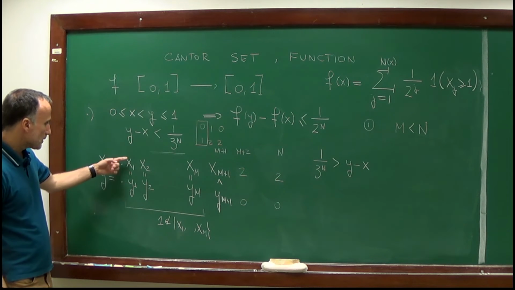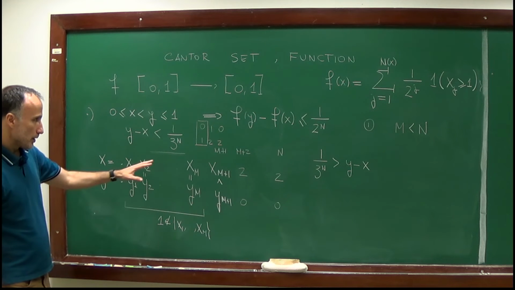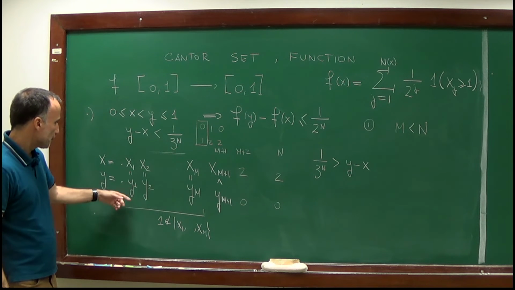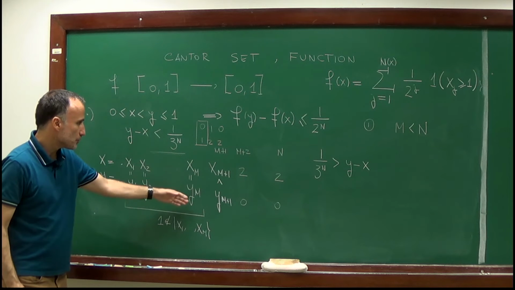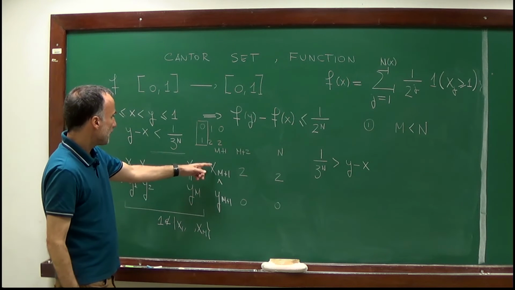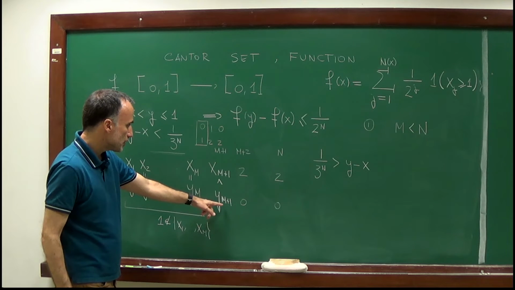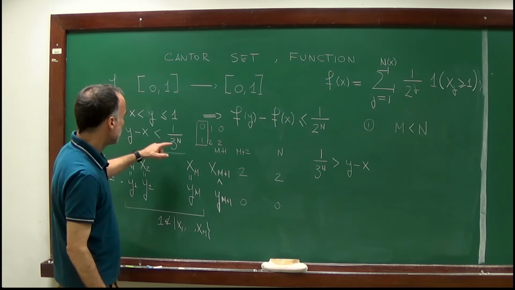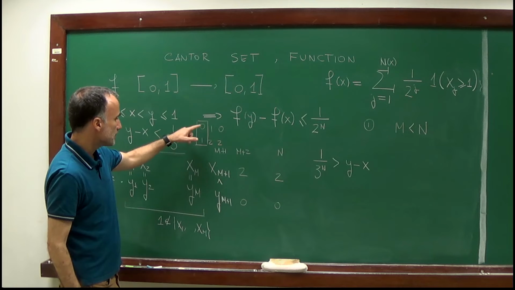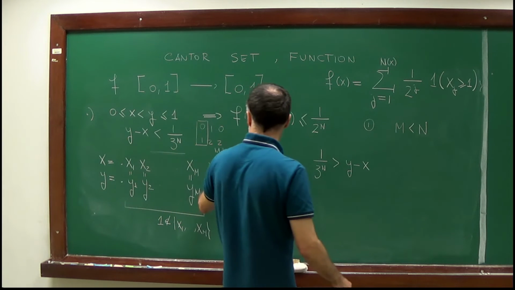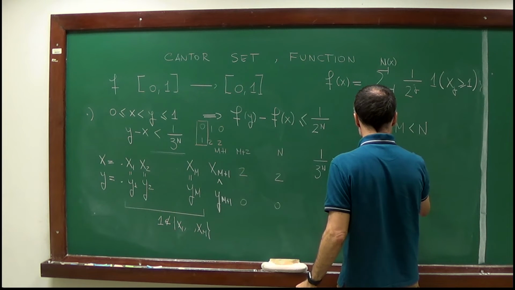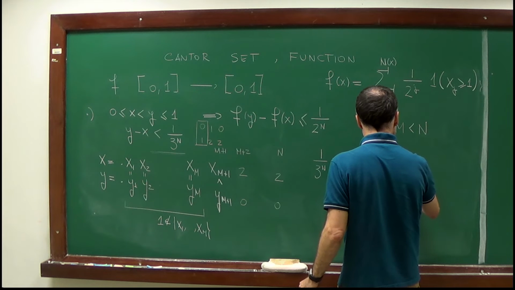But y minus x, express them in base 3. So the first m terms will cancel. Then I have here the contribution of the digits m plus 1, but the digit y_{m+1} is 1 and the digit for x is 0. So this gives me 1 divided by 3 to the power m plus 1.